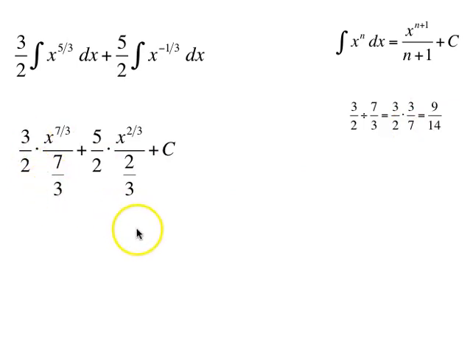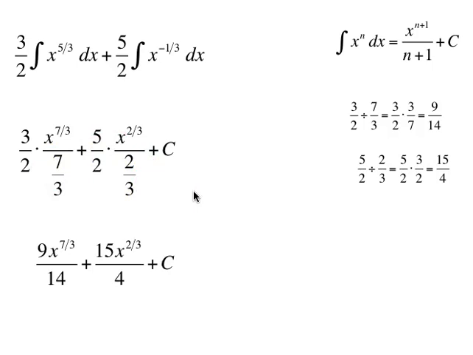So this becomes 9/14. Here 5/2 divided by 2/3 is 5/2 times 3/2 is 15/4. So these two fractions give me 9/4, and these two give me 15/4. Excuse me, 9/14 and 15/4. And that is our final answer to that problem.